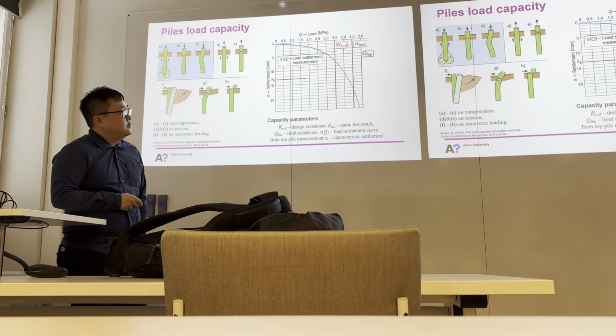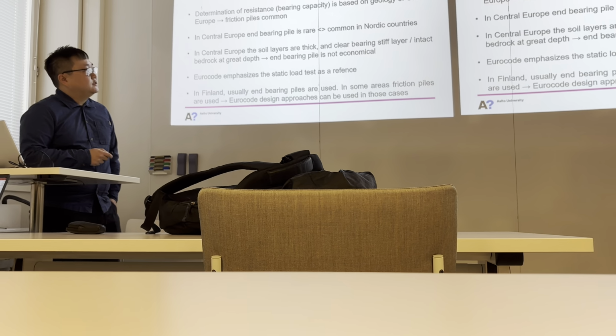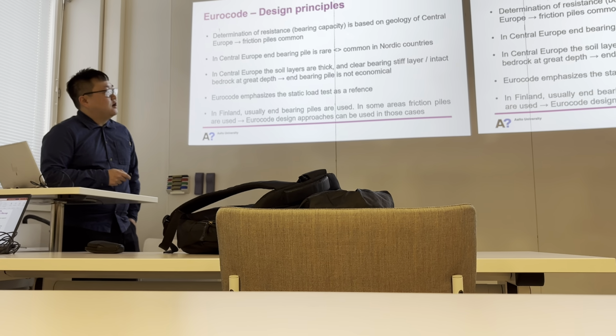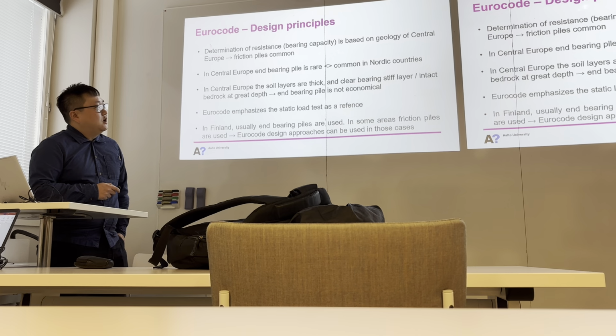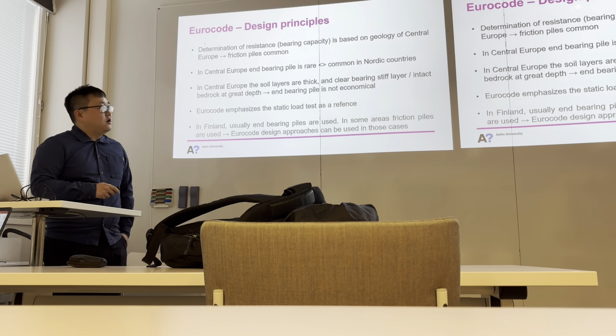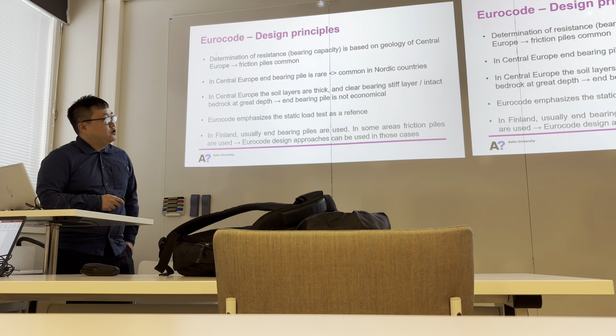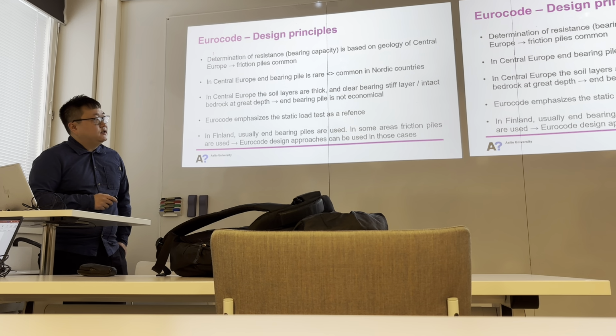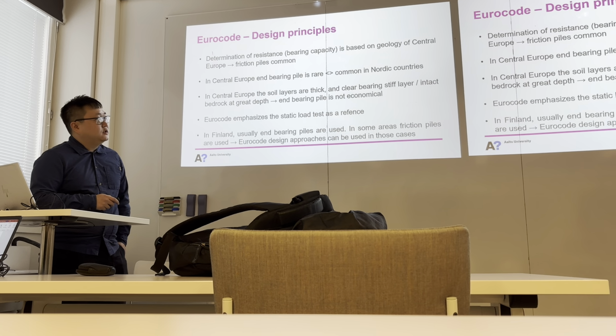So in the Eurocode, the determination of the resistance is based on the geology of Central Europe. In Central Europe, the bedrock or the strong soil layer is often very, very deep. So in order to save money, the friction pile is more common compared to the cases in Finland. This is a different situation. So the Eurocode is not perfect, especially when applied to the conditions in Finland.